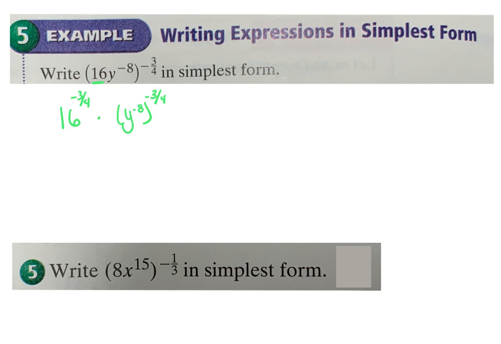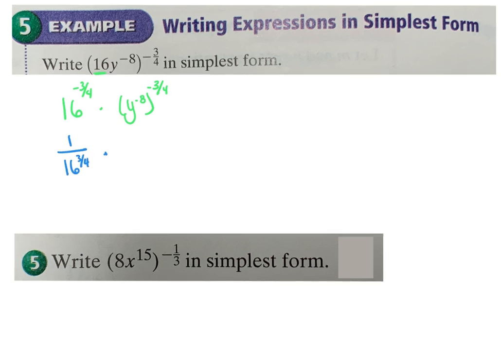Deal with them individually. So 16 to the negative 3/4, that's going to be 1 over 16 to the positive 3/4. For this guy, I have negative 8 times negative 3/4, right? Power to the power. What is negative 8 times negative 3/4? Positive? Positive. Yes. So we're going to say y to the 6th, right? And then simplify this guy right here.